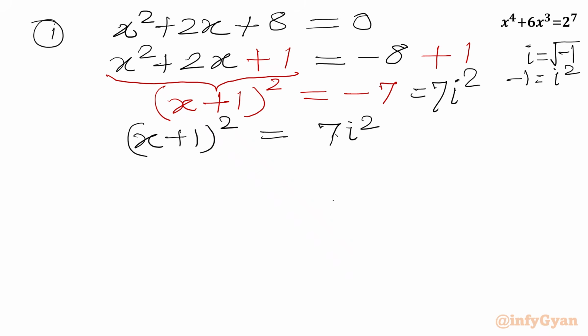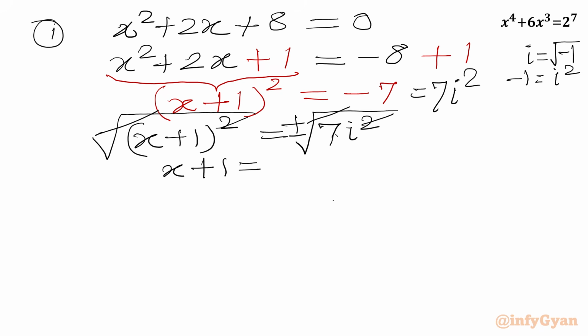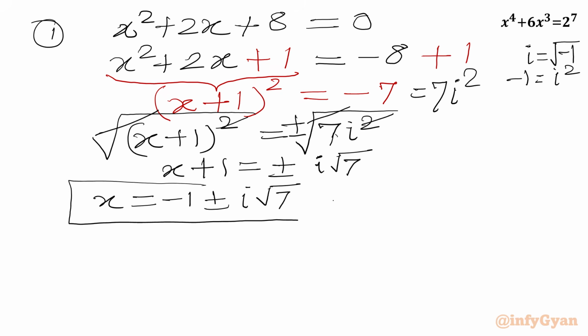Now we will be taking the square root on both sides. Square root. So we need to put over here the plus minus sign. The square root and square will go away from both the sides. We will get x plus 1 equal to plus minus i root 7. So x will be equal to minus 1 plus minus i root 7. So we have two complex solutions, which we will reject as we are looking for real solutions only.